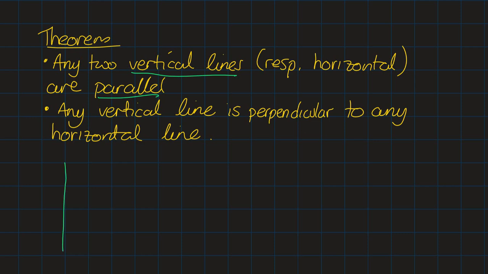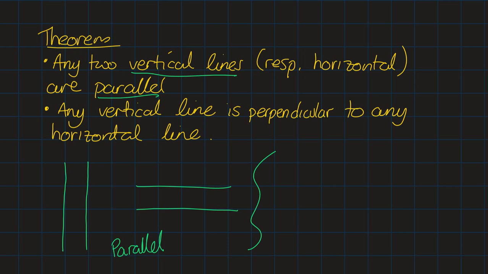So any two vertical or any two horizontal lines, they're parallel. And then the second part just tells you any vertical line is perpendicular to any horizontal line. That's all this theorem is saying. So that's the end of this theorem, and that's the end of this video.